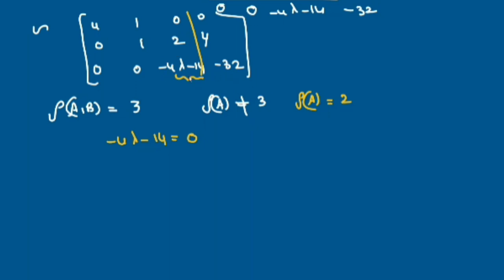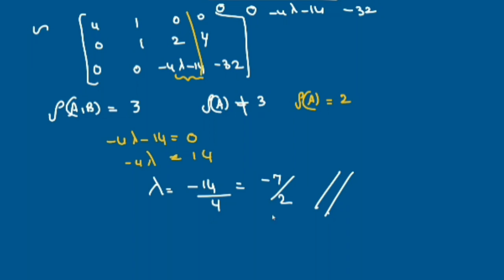So if rank of A has to be 2, this should be 0. So minus 4 lambda minus 14 is 0. So we get minus 4 lambda is equal to 14. So lambda is equal to minus 14 by 4. That means minus 7 by 2. So lambda is minus 7 by 2.